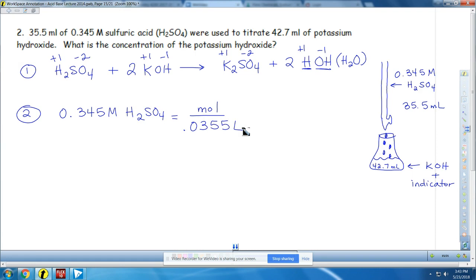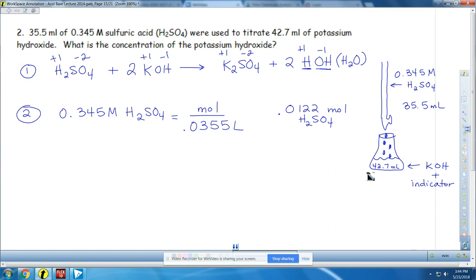I can solve it for moles. We cross multiply, and I get about 0.0122 moles of acid, H2SO4. Awesome. At this point, we're ready to do stoichiometry. I want to know the concentration of the potassium hydroxide. Concentration is moles per liter. Well, I know the volume of the KOH. I'll just have to switch it to liters, but I need to solve for the moles.